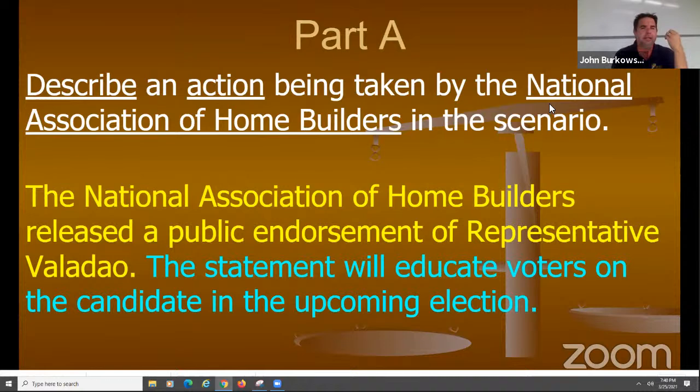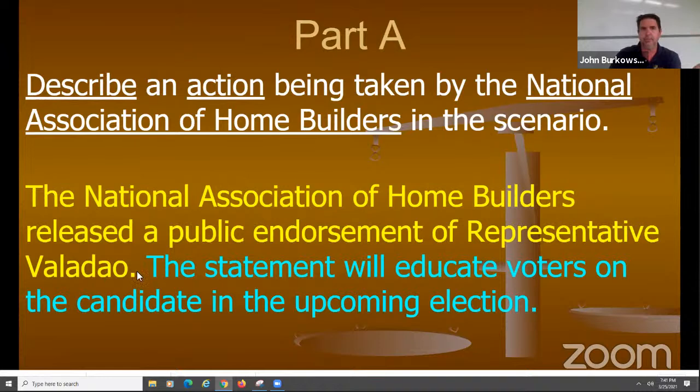National Association. So what I did was I kind of color coded the ACE part, right? So the yellow's in the A, the answer, and the blue is the C, the cite, the define or describe. The National Association of Home Builders released a public endorsement of Representative Vidal. That's what they did. That was the action. You have identified the action, but remember, you want to describe it.